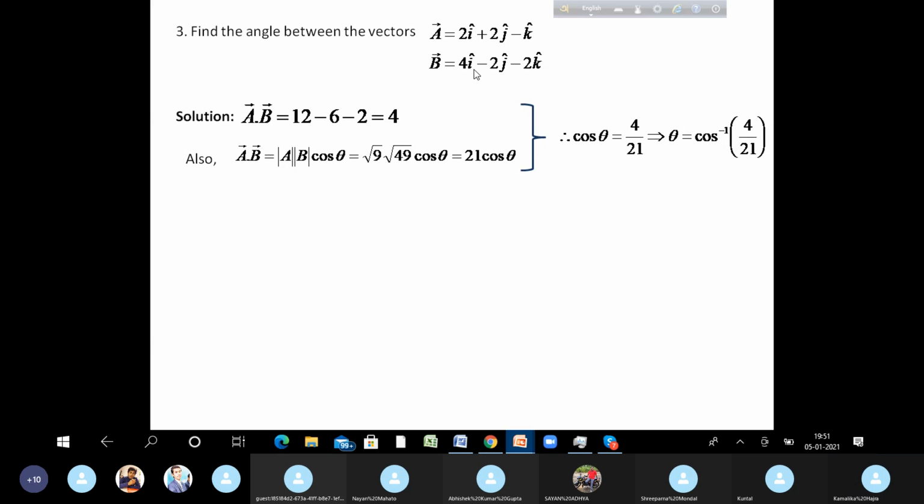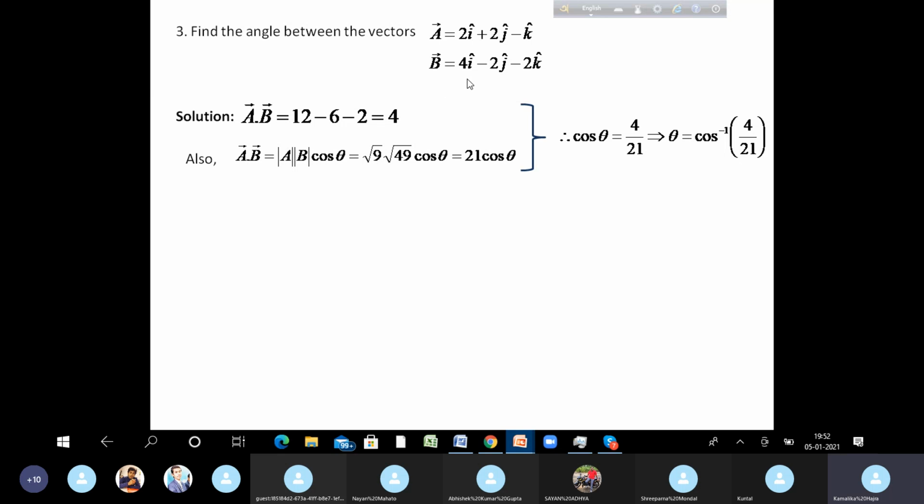Yes, I have copied this vector B wrong. This is 6 cap minus 3 j cap plus 2 k cap. I have copied this vector wrong, which is why this answer is not coming. This vector B will be 6 cap minus 3 j cap plus 2 k cap. All of you can write down in your copy 6 cap minus 3 j cap plus 2 k cap. Then the answer is root 49.